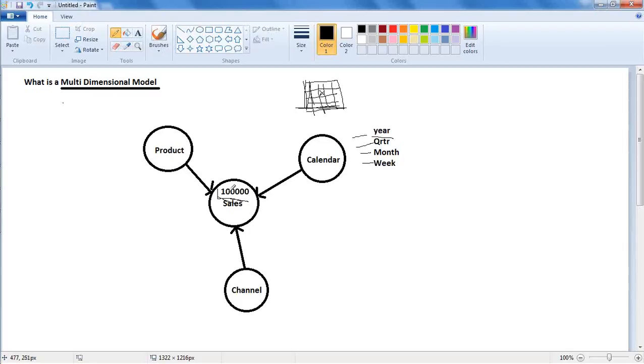Which means the same number can be looked at from different perspectives. As a salesperson dealing with the products, you can look at it from this perspective. As a salesperson looking at the information from the perspective of time, I can look at the same information from a different dimension. At the end of the day, whether you look from here or from here, the sales is 100,000 only. The sales is not going to change. It's the same sales, right?